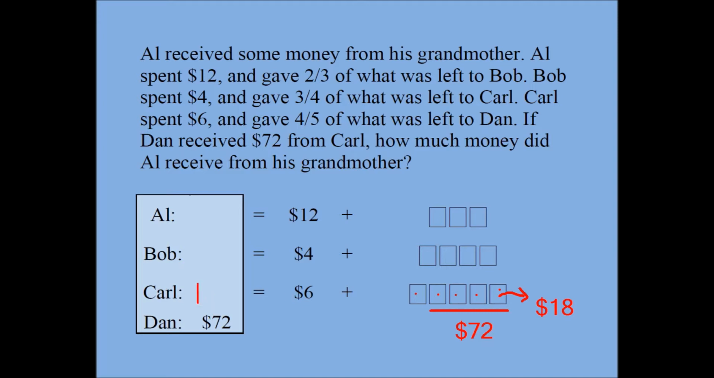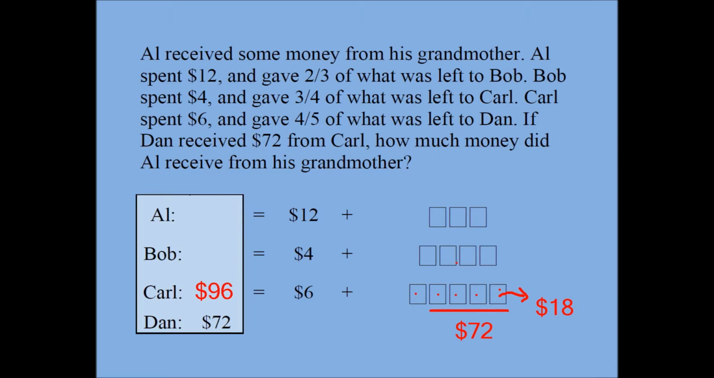I'm going to put it here. And you can check your math. Take your $96, spend $6, pretend you're Carl, and you have $90, and 4/5 of 90 has to be 72, and that's what Dan gets. Let's move up. What did Bob do? Bob spent $4 and gave 3/4.